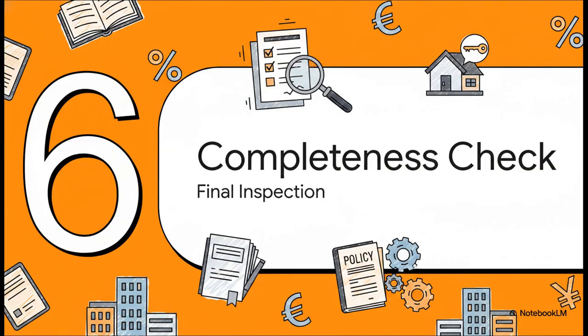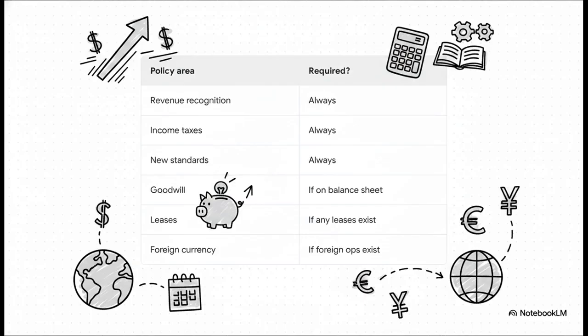And that brings us to our final building inspection before we hand over the keys, the completeness check. This is how we ensure no required policy was left behind. Think of this as your final walkthrough. Note what's strictly mandatory: revenue recognition, income taxes, and recently adopted standards are always required. And yes, you literally have to disclose newly adopted standards even if the actual financial impact is zero.